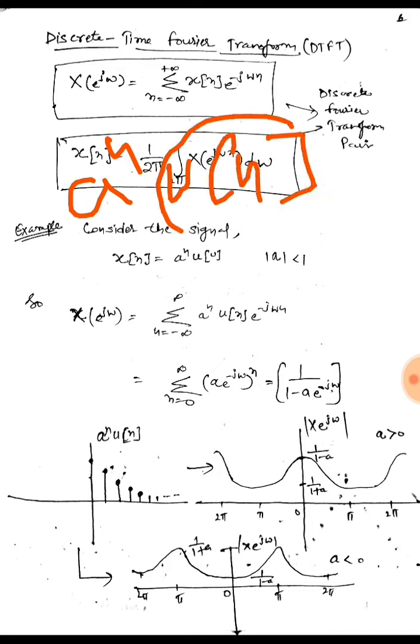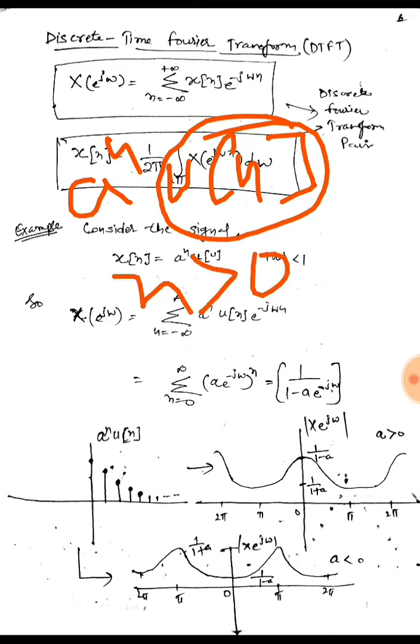So since u[n] is defined for the positive half of the time axis, this signal will be defined only for n greater than or equal to 0, that is n is equal to 1, 2, 3 up to infinity, as n is an integer in a discrete signal.